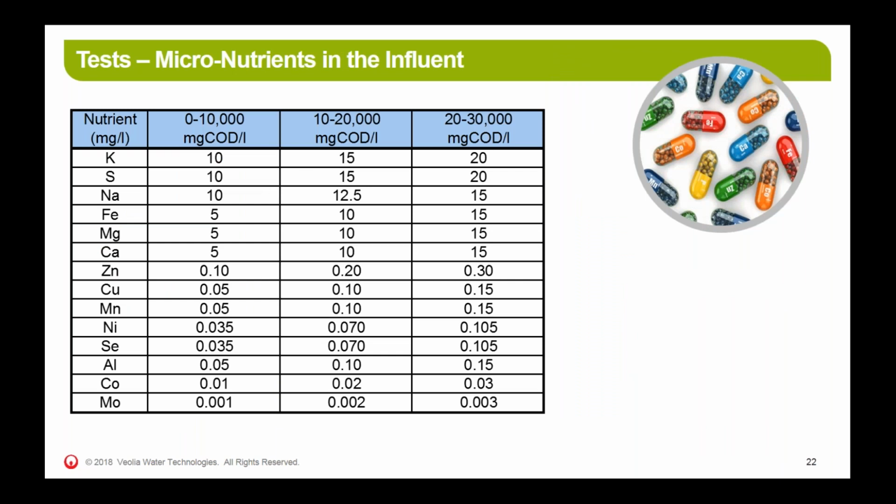The micronutrients. Again, the amount that is required is proportional to the COD concentration. The higher the COD concentration, the more micronutrients you need to add. The table here lists the various micronutrients and how much is required based on the COD concentration. Once you have your influent sample tested, we usually recommend that you collect a 10-day composite influent sample and have it tested for the micronutrients. If it's less than any of the values here, you need to add that particular mineral as a micronutrient.